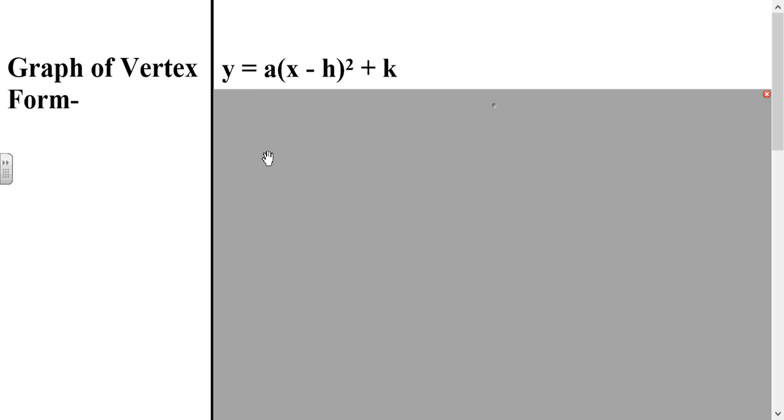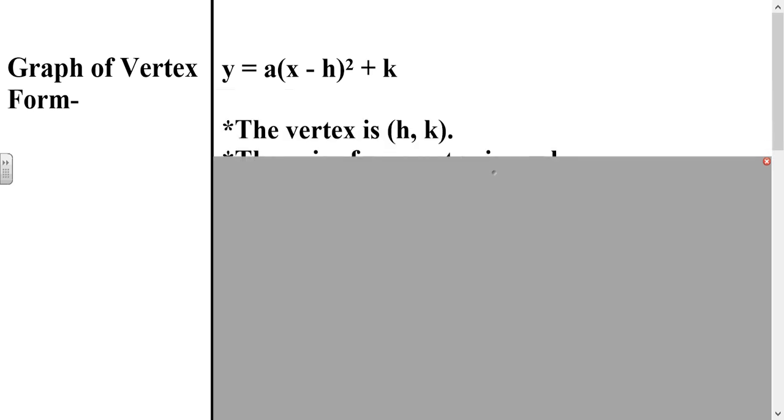So first we're going to start with vertex form. And this is an example of what vertex form looks like. It's y equals a times (x minus h) squared plus k. Now, a, h, and k are all going to be numbers that change, and they each tell us something about our parabola. So the vertex is the point (h, k).